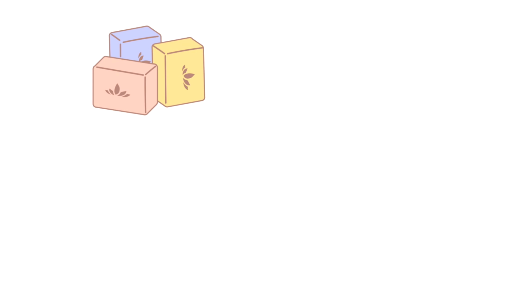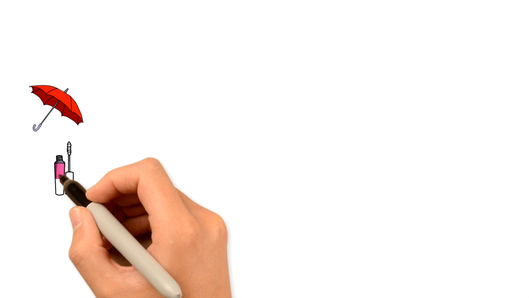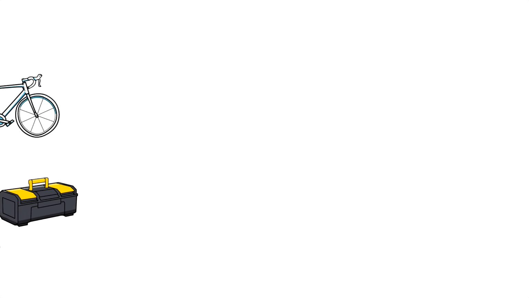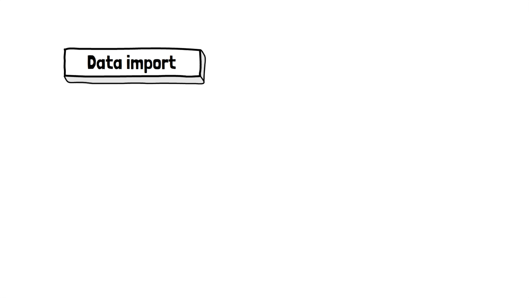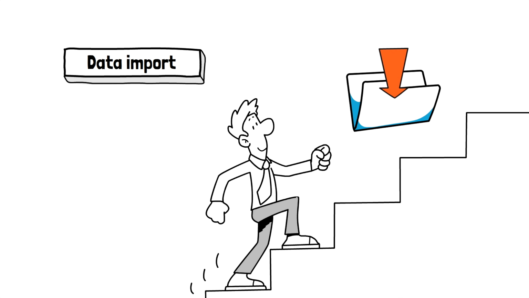Now, we have successfully imported multiple products to the Hive blockchain with Waivio. This method saves you time and effort, and you can import hundreds of products easily. Now that you know how to use this import feature on Waivio, you can take your business to the next level by adding more products to the blockchain.